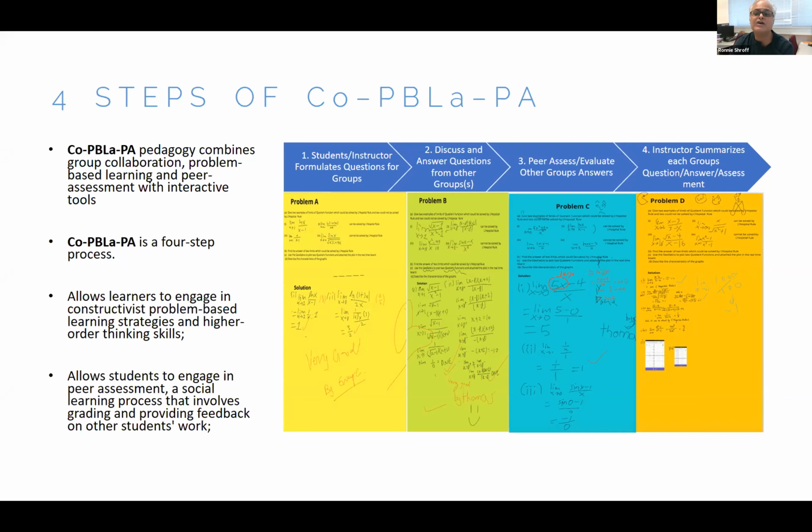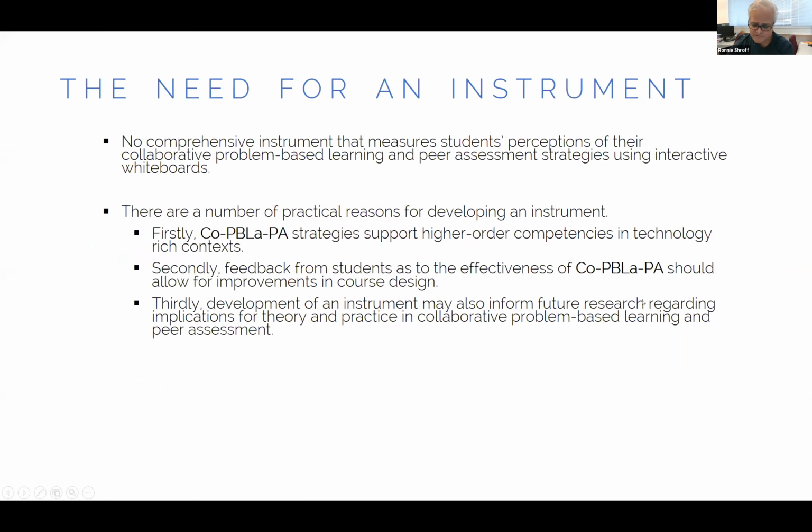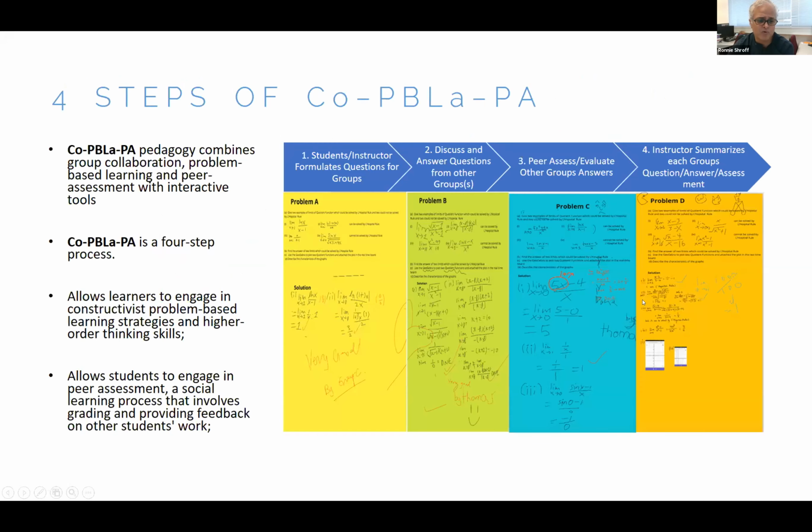The third stage is to peer assess and evaluate other groups' answers, which is great because the instructor really is a guide on the side and the students are really taking initiative or accountability for their own learning trajectory, their own learning outcomes again as well. And then the last part is really about instructor feedback. So this is really a 4-step process allowing students to engage in peer assessment. So it's a social learning process as well that allows for feedback.